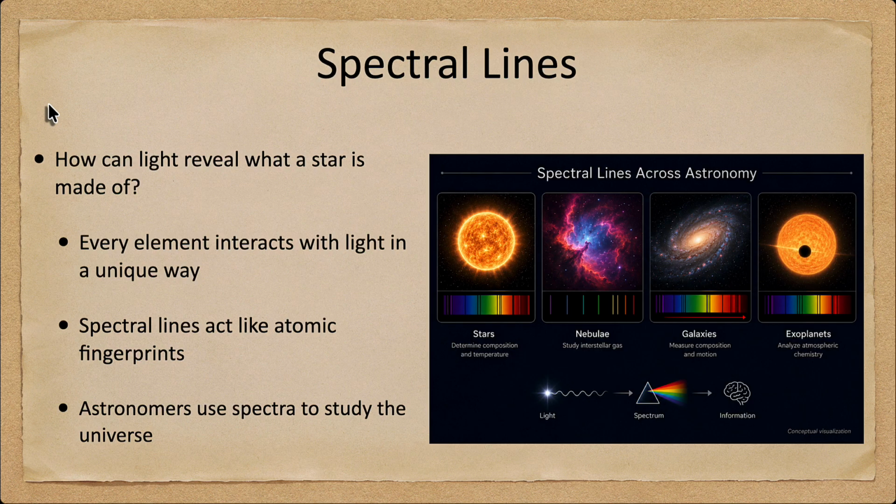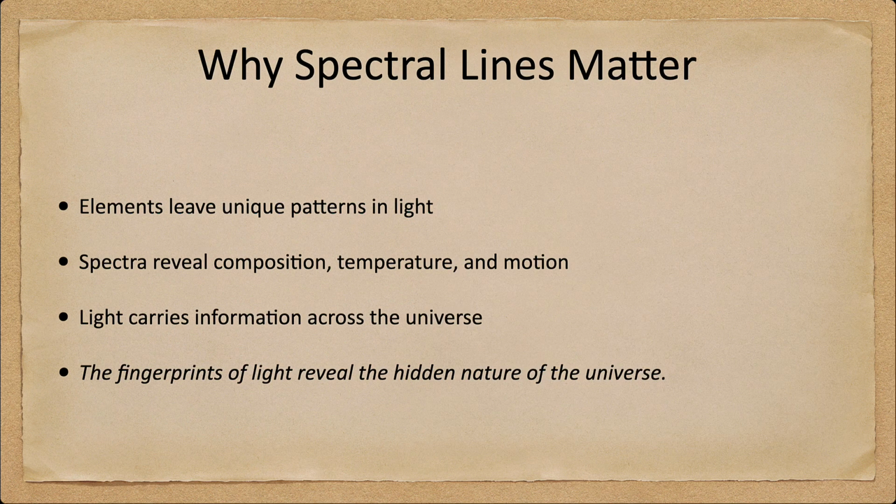Every star, nebula, and galaxy sends light into space. To our eyes, that light may simply appear bright or colorful, but hidden within it are patterns created by atoms and molecules. Those patterns allow astronomers to uncover properties of objects across immense distances. By learning how to read spectral lines, we learn how to read the universe itself.